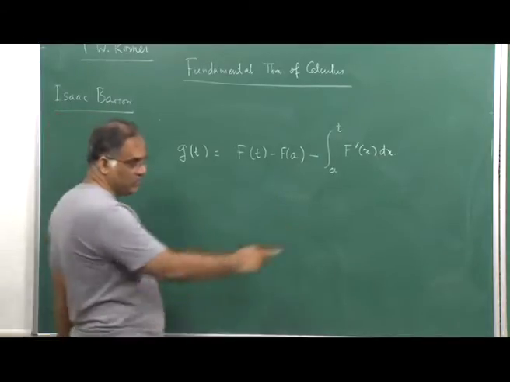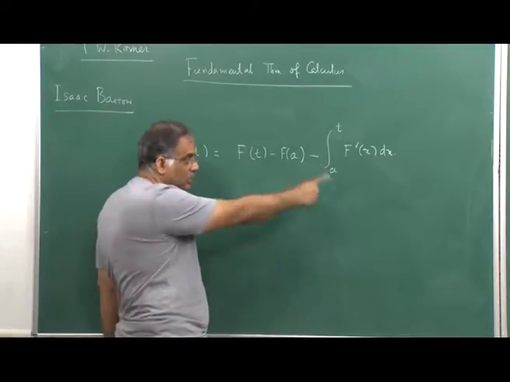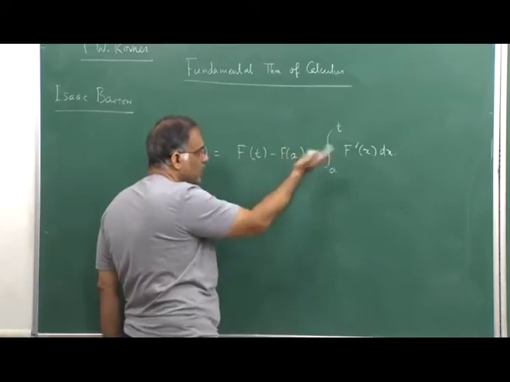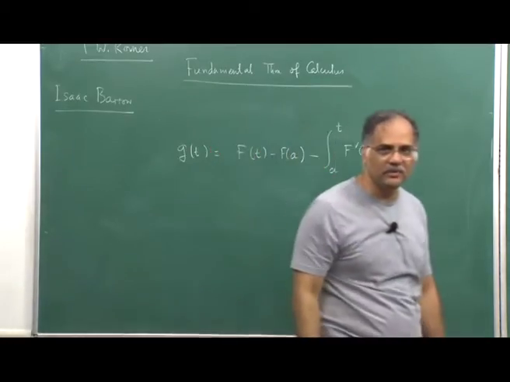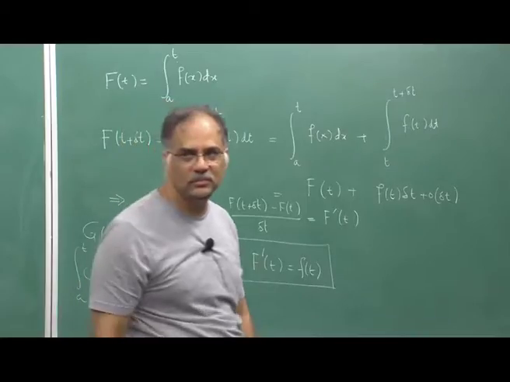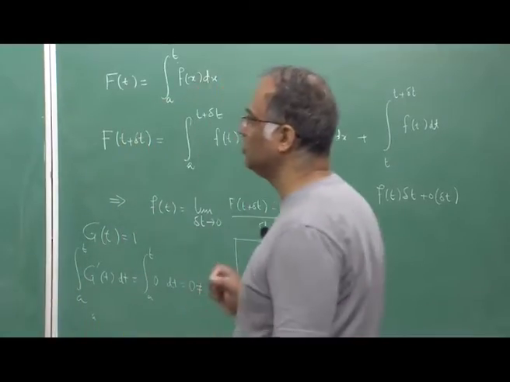Do not think, just because your lesson is already learnt, that this is nothing but capital F of t, so just cancel out, this is g of t is minus F of a. This will be immediately a wrong conclusion.